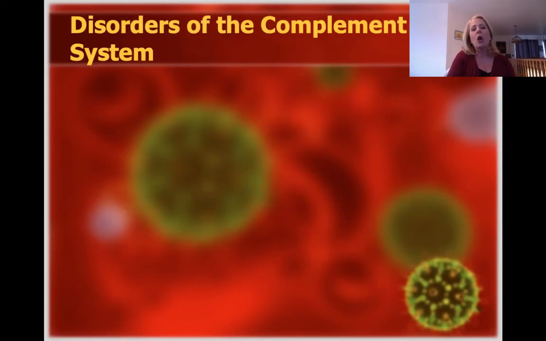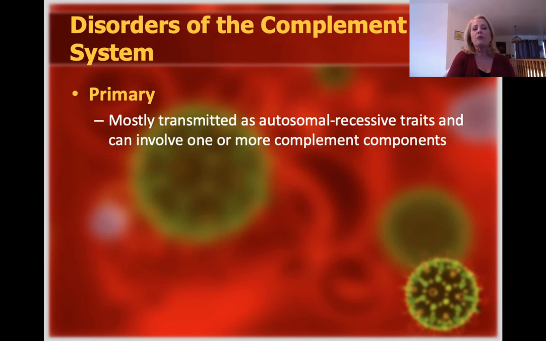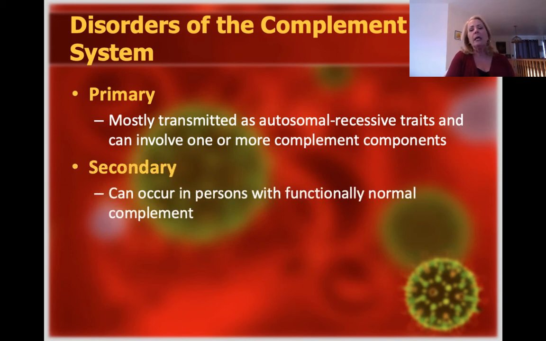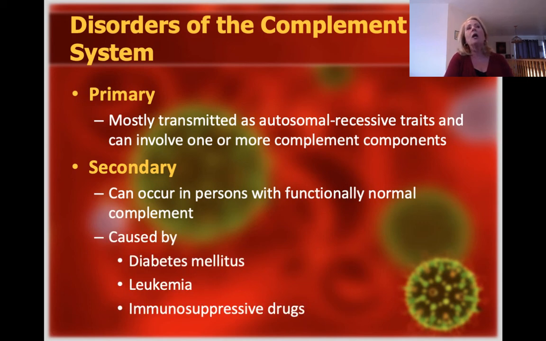So disorders of the complement system, first we have primary, and this is mostly transmitted as autosomal recessive traits and can involve one or more of those complement components. And then secondary can occur in persons with functionally normal complement, but it can be caused by other problems like diabetes, leukemia, immunosuppressant drugs, especially things that may affect the liver as well, because the liver is important in producing these complement proteins.